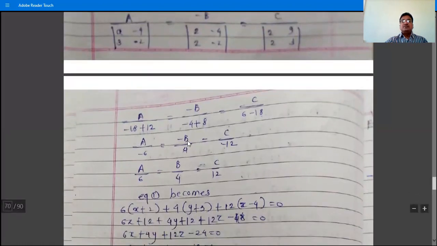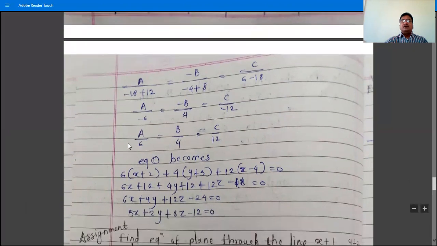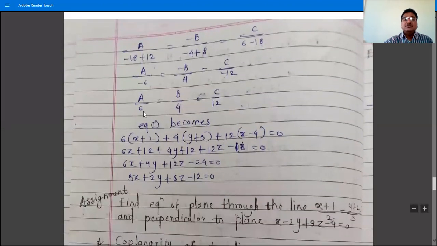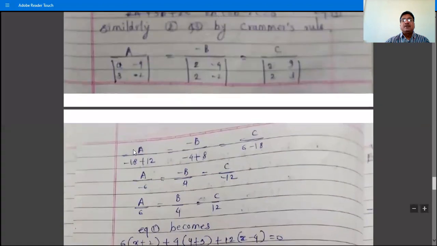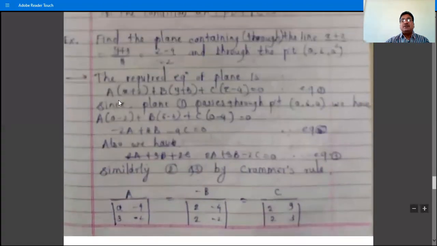So minus 6 minus b divided by. So shift the minus sign. So a cancel throughout to negative sign. So a by 6, b by 4, c by 12. And so we take these values 6, 4, 12 as the values of capital A, capital B, capital C. So substitute these values in this equation, equation number 1. So substitute A, substitute B, substitute C.